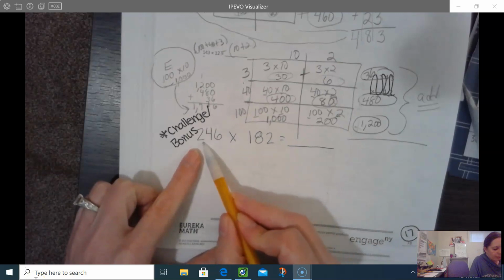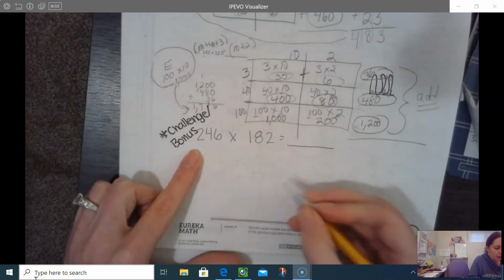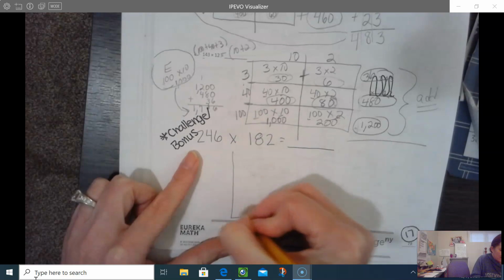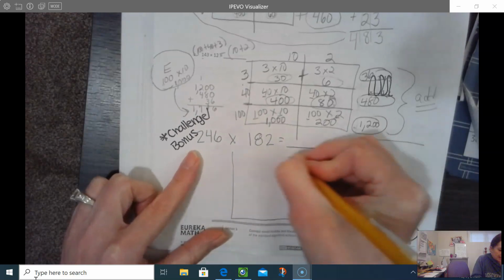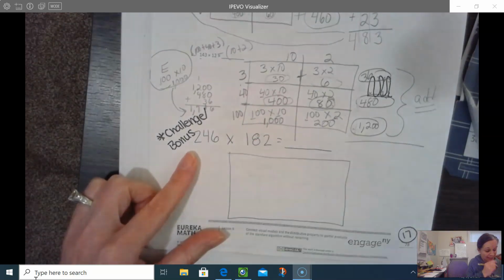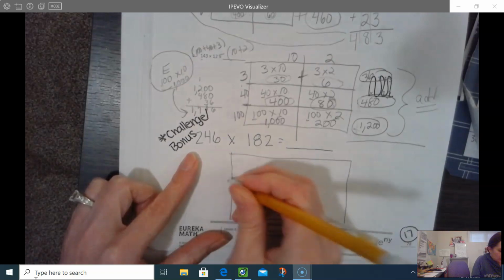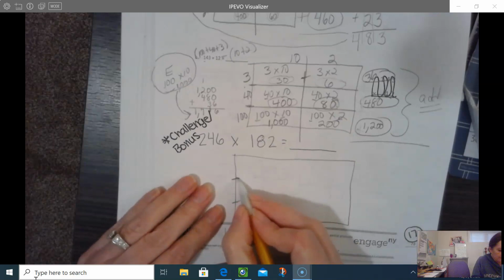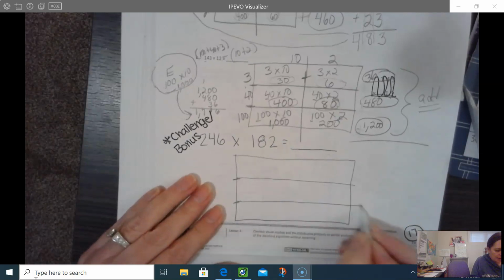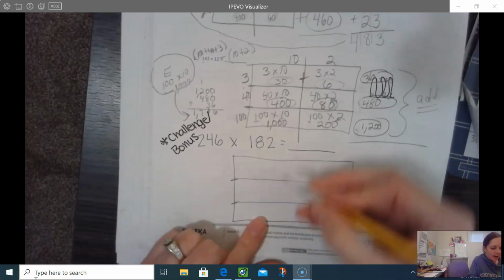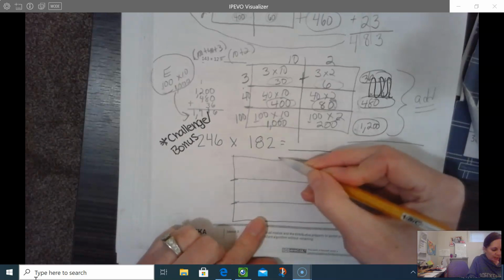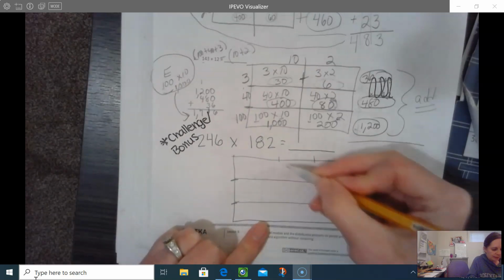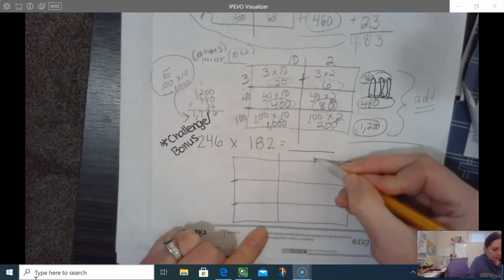So for the 246 and the 182, I'm going to want a 3 by 3 box. And again, this is optional. I'm going to make my box nice and big. So in order to make thirds, I make 2 little marks going this way. So now I've got my 1, 2, 3. And now I need to do the same going this way. So I'm going to make 2 little marks. And I'm going to go vertical.